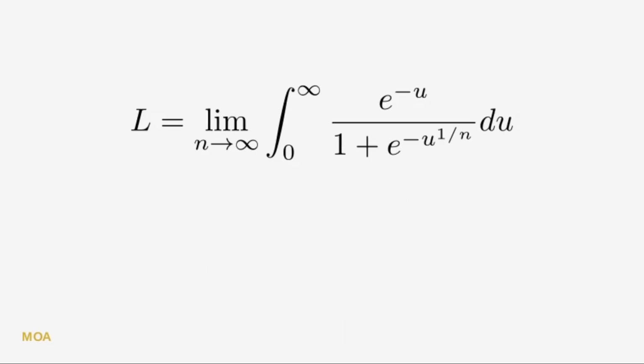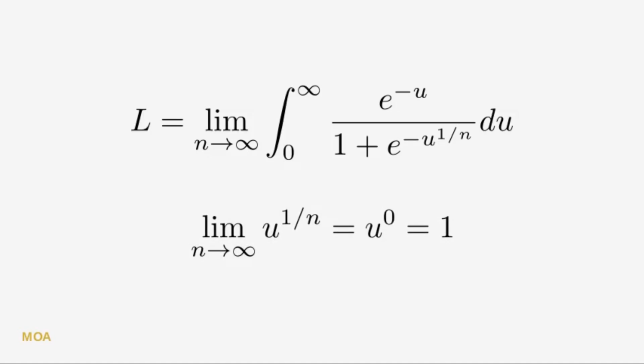Well, now, substituting these relations into the previous expression for the integral L, we obtain a new form. This can be written equivalently as the limit as n approaches infinity of the integral from 0 to infinity of e to the negative u over 1 plus e to the negative u to the power of 1 over n with respect to u. At this step, we aim to evaluate this integral as n approaches infinity.